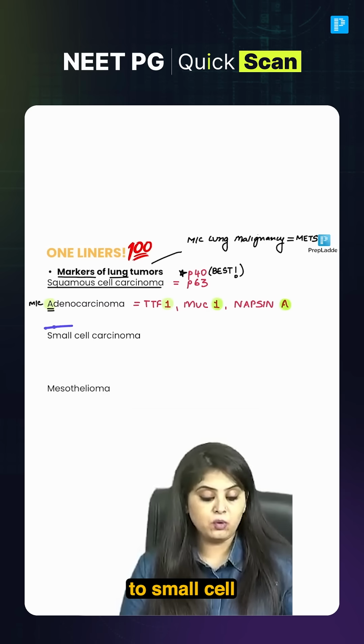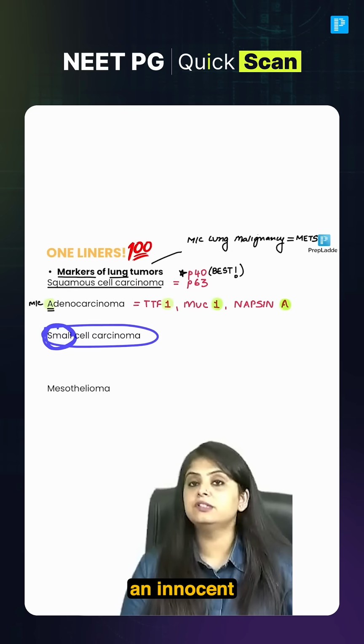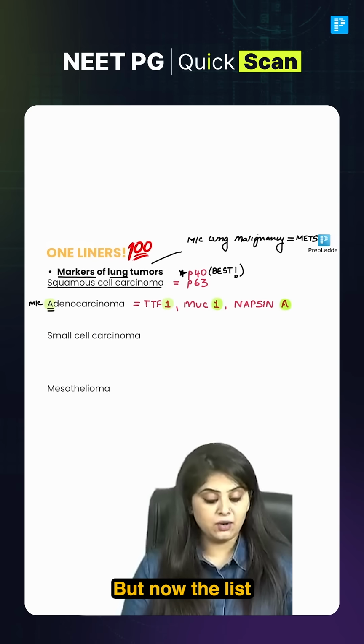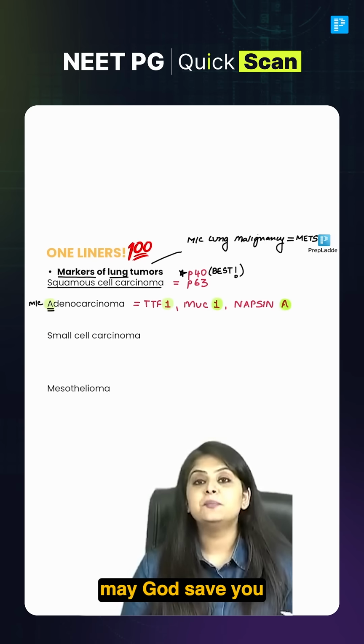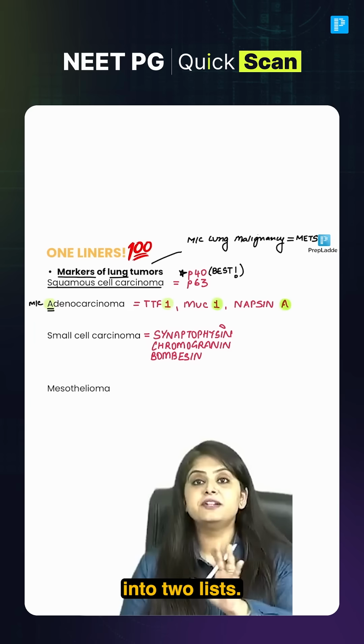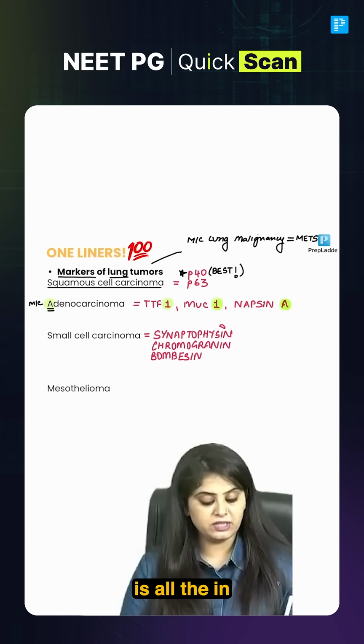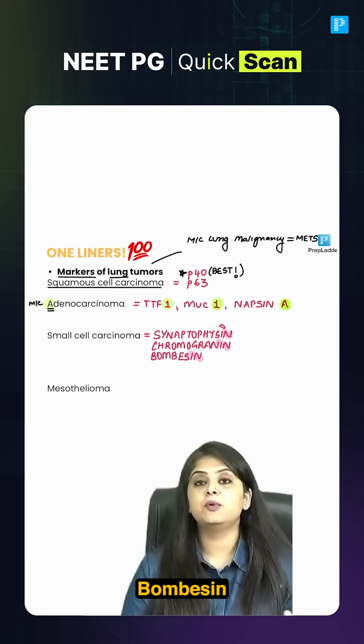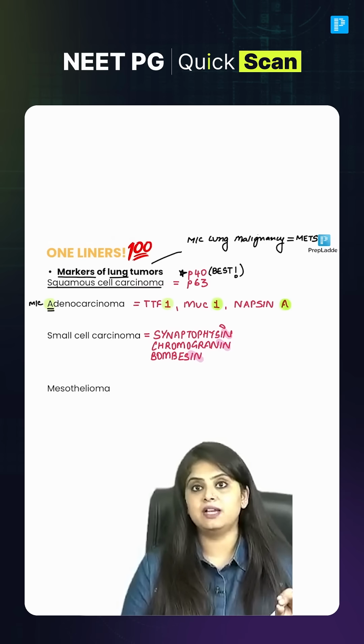Now coming to small cell carcinoma, sounds like an innocent small cell, but I always called it chota packet bada dhamaka, which means it sounds like a chota packet small cell. But now the list that I'm going to show you, may God save you. It is divided into two lists. First list is all the "in" markers: synaptophysin, chromogranin, bombesin. Pehle to "in" wale markers.